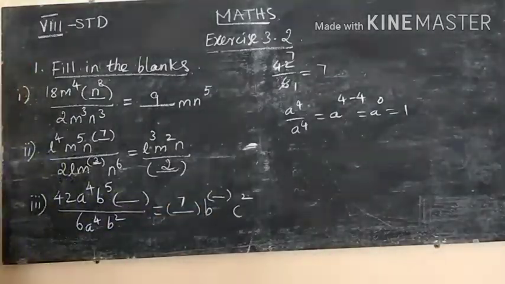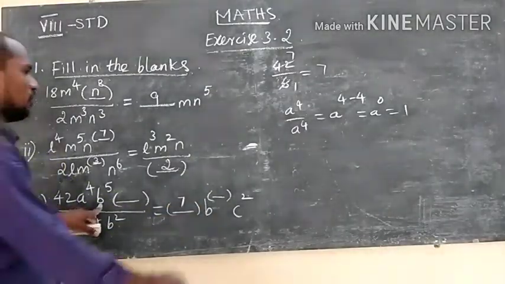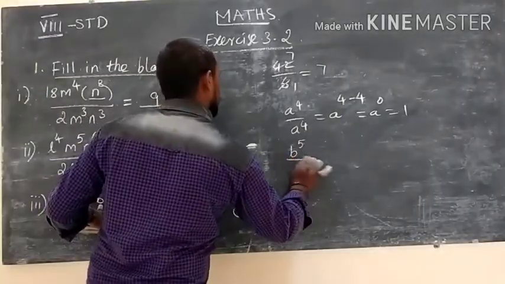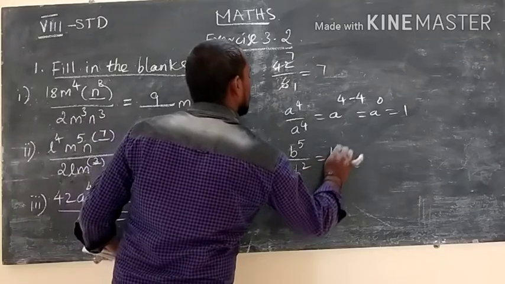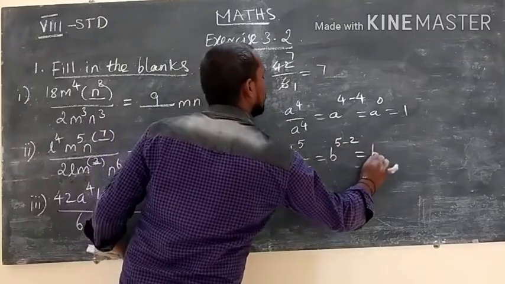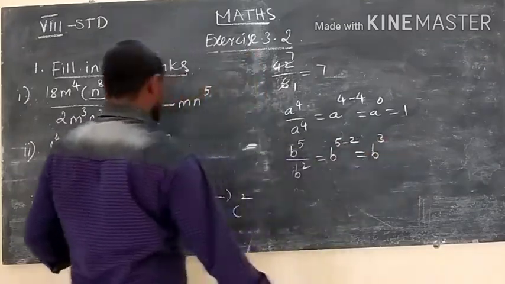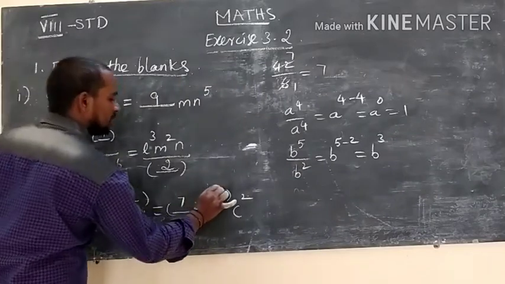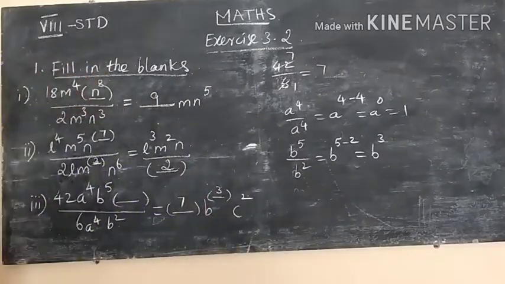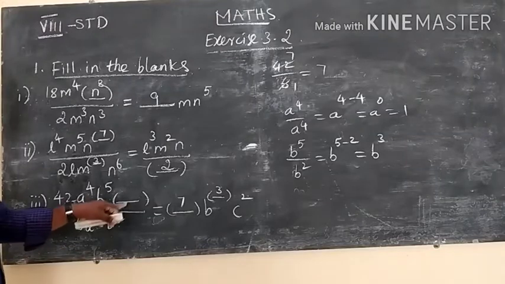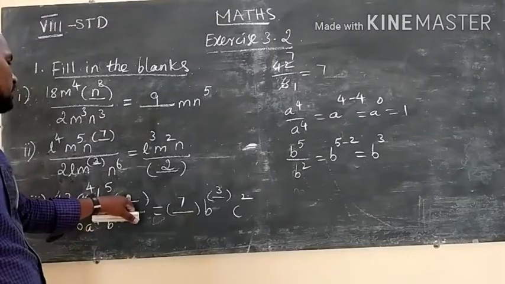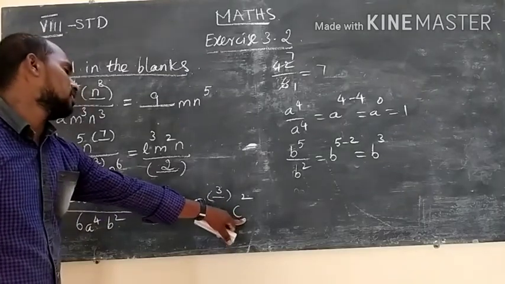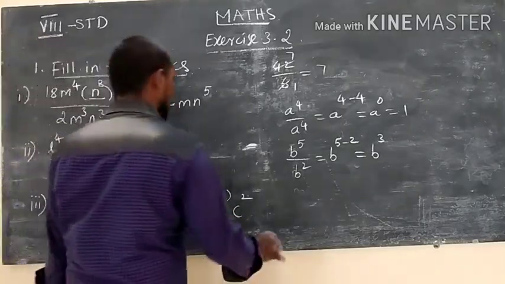Okay. That's all. Then b power 5 divided by b power 2 is equal to b power 5 minus 2, equal to b power 3. So here only b is given, and the power 3 we want to write. Okay, that's all. Then here the c value is not given in the denominator. So the numerator is directly taken as the right hand value. So c square.